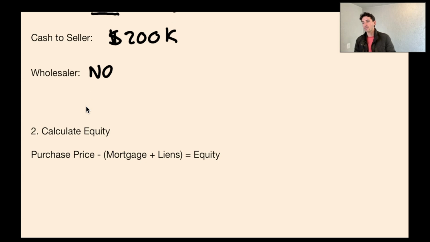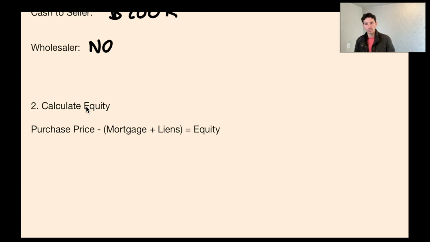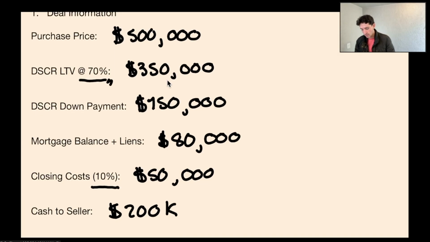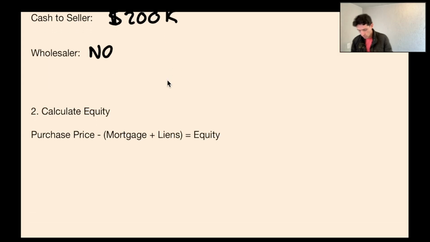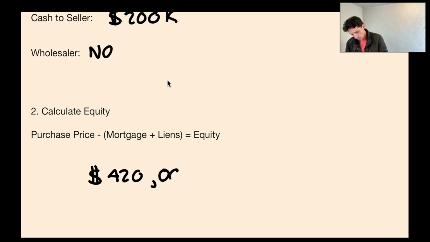The next step for me is calculate equity. Very simple. How do we calculate equity? That is just purchase price minus mortgage balance. So purchase price is 500,000 minus mortgage balance of 80,000. We have equity remaining of 420,000. Love it. I want to tell you why this is important to know.